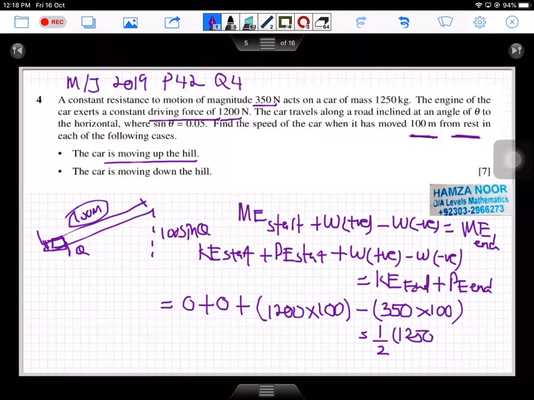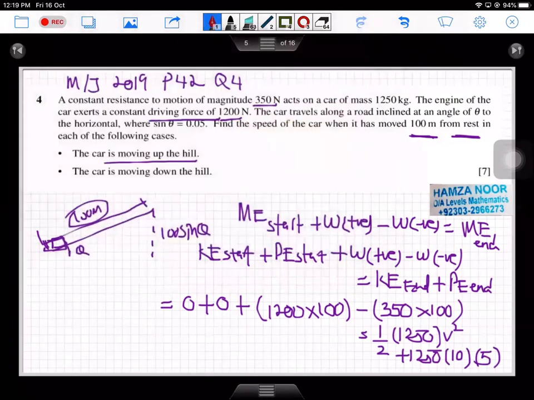We need to find the speed of the car when it has moved 100 meters up the hill. So 1250 divided by 2 multiplied by v squared, and potential energy at the top of the hill would be mgh. The mass is 1250, g is 10, and height we have to take as 100 sine theta, and the sine theta value is 0.05. So 100 multiplied by 0.05, this is 5. Okay, the height is 5 meters. So just simplify this, you'll get your answer.